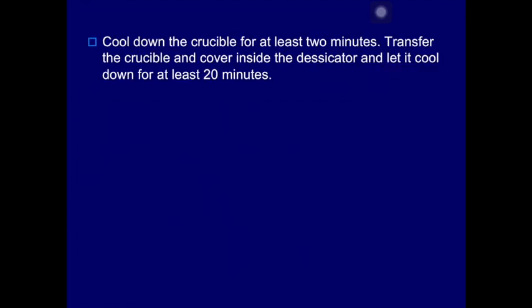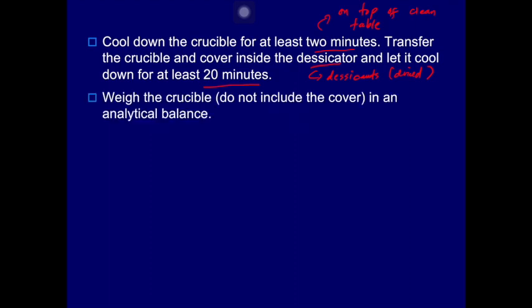After heating your crucible, you have to cool it down for at least 2 minutes on top of your clean table. So clean your table properly and transfer the crucible and cover inside the desiccator and let it cool down for at least 20 minutes. Take note, inside the desiccator you have desiccants and the desiccants should be dried also. If they are not dried, you have to dry them by placing them inside a beaker and heating them on top of your Bunsen burner until they become blue. Let it cool down for at least 20 minutes. We have to avoid weighing hot objects in the analytical balance in order to prevent systematic errors.